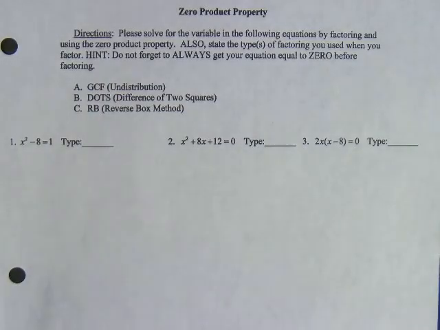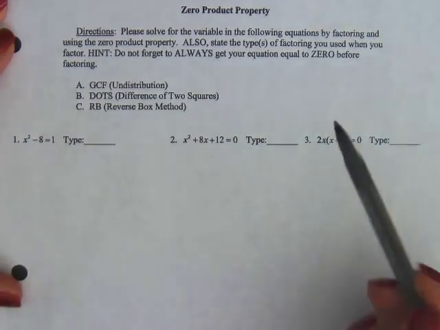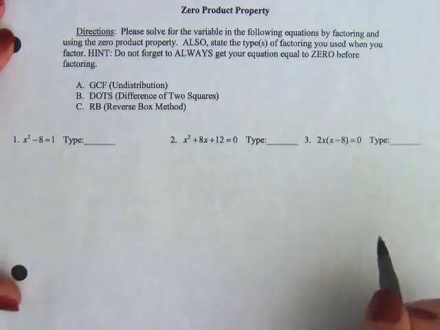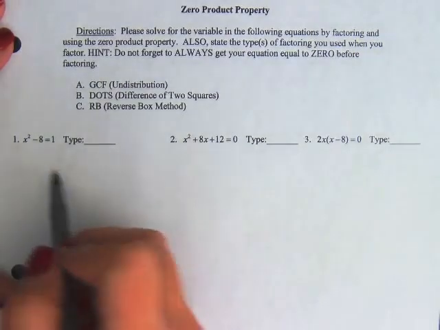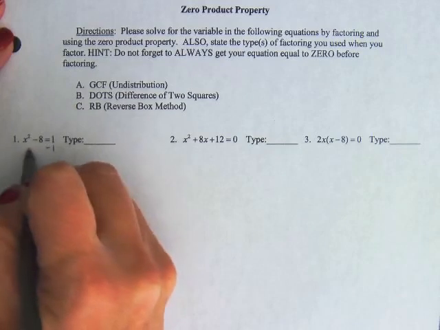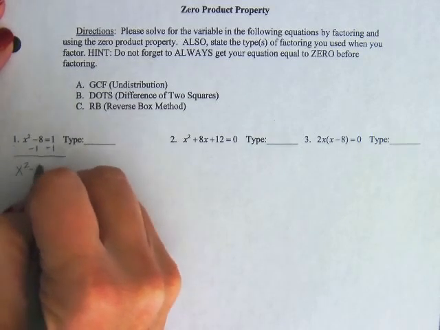Okay, it appears that we are struggling with this worksheet, so I'm going to do a couple of examples for you of what we're looking for. We are doing zero product property. Anytime we're doing zero product property, that means that we need our equations to equal 0. So unfortunately for number 1, we had to move our 1 over to get this equation to equal 0.